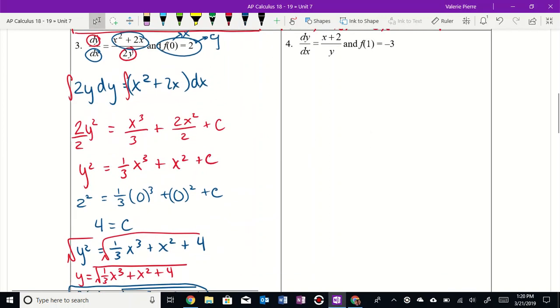Okay, so I want you to try number 4 on your own. Do the best that you can to identify the f of x equation that is represented here.